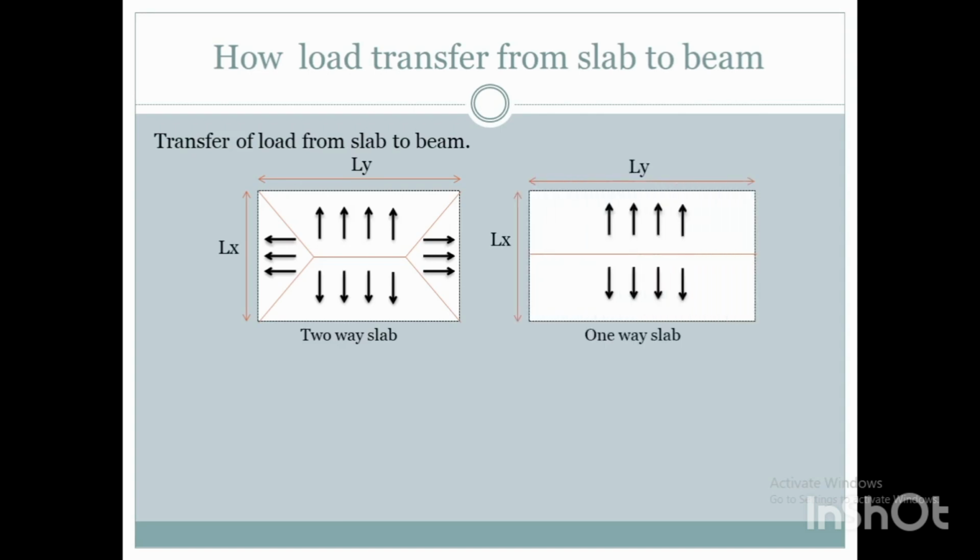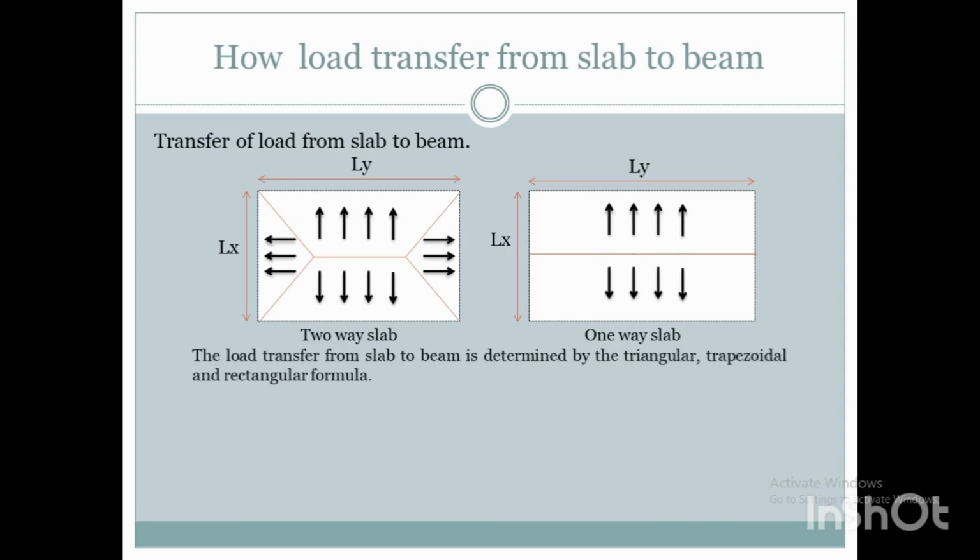Okay, now we will discuss the one-way slab. For a one-way slab, the load will transfer in a rectangular pattern. Half the load will be taken by one beam and half the load will be taken by the other beam. In a one-way slab, we have to provide the beam only on the longer side. On the shorter span, we provide no beam.